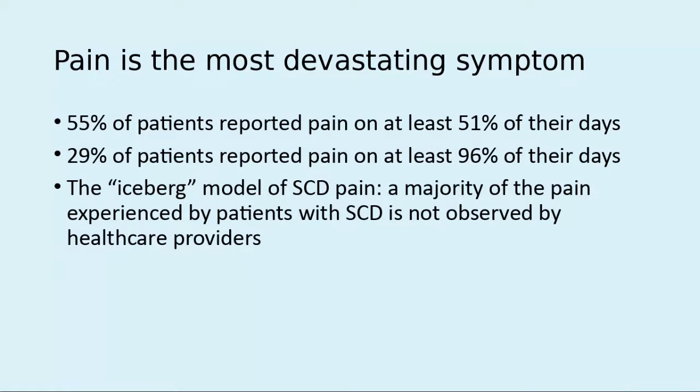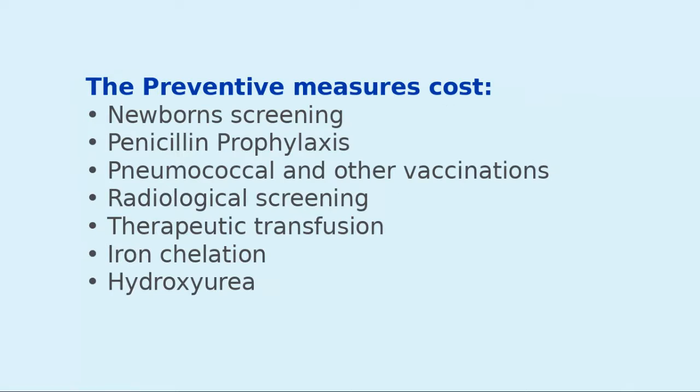The pain is the most devastating symptom, and we all know that 55% report pain in at least 51% of their days. 29% of patients reported pain in at least 96% of their days. So there will always be a minimal amount of pain in most of the patients for most of their time of the year. In the iceberg model of sickle cell, the majority of the pain experienced by the patient is not observed by the healthcare providers. That means a patient may be having pain without notifying the healthcare professionals because they got used to it, and we don't see the real picture of pain in those patients as healthcare practitioners.